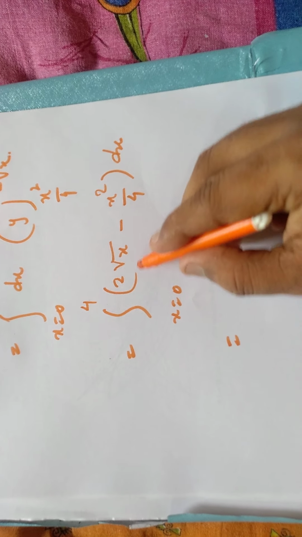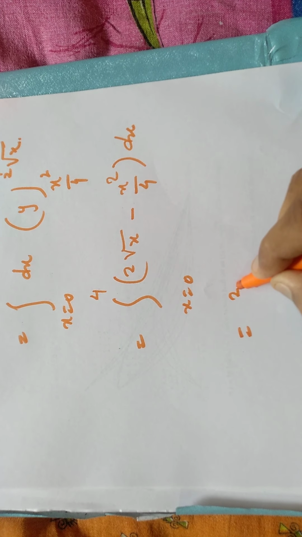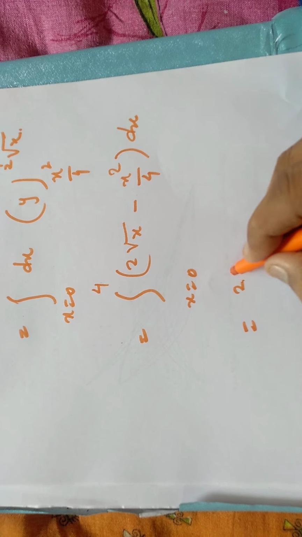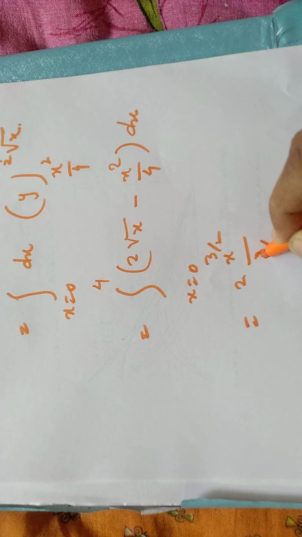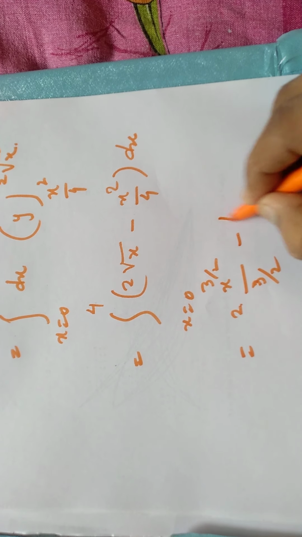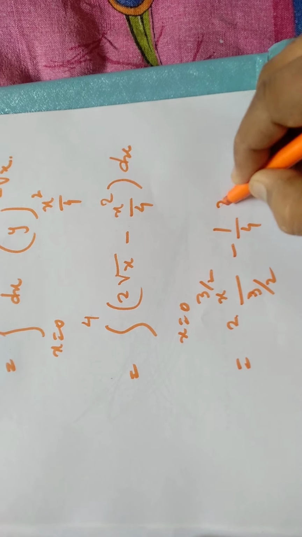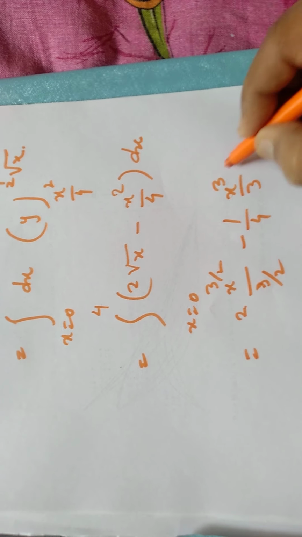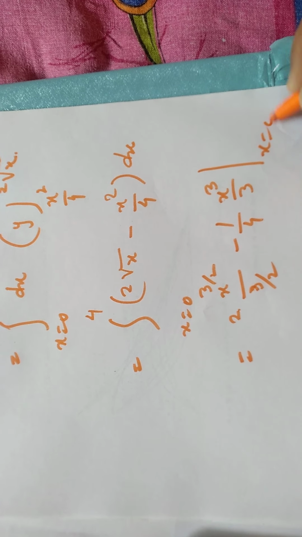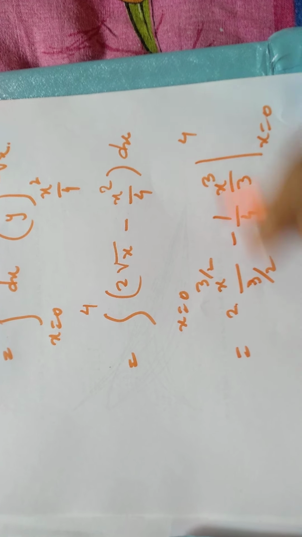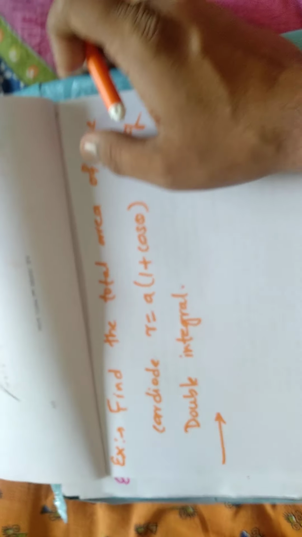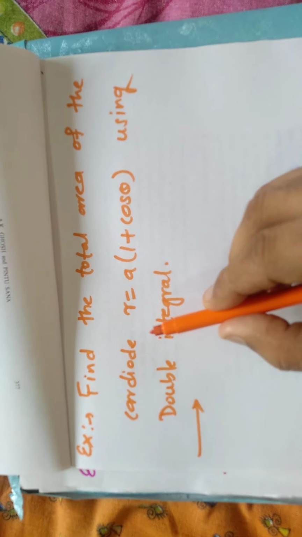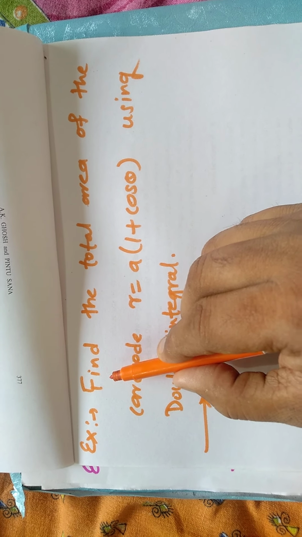Now let us integrate with respect to x. 2 root x: 2 is constant, x raised to 1 by 2, integration is x raised to 3 by 2 upon 3 by 2. 1 by 4 is constant, x square integration is x cube by 3. Limits of integration are 0 to 4. Now you put this limit, you will get the value of the area. Correct?